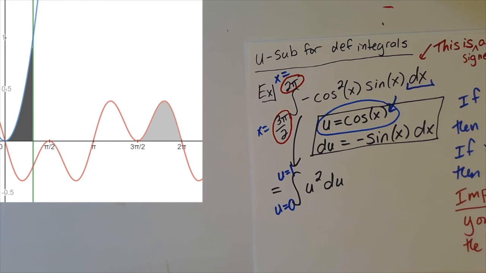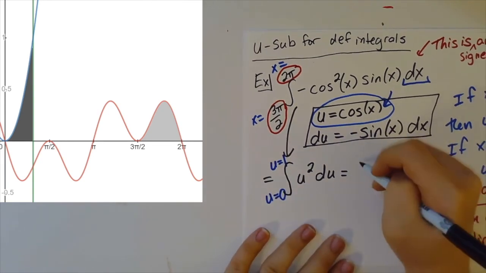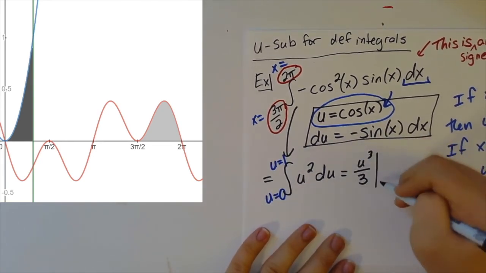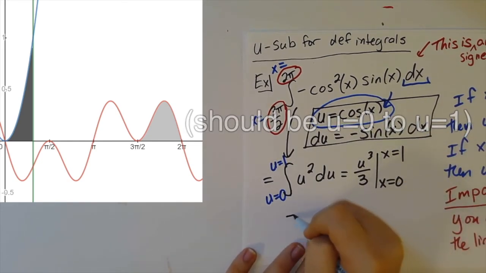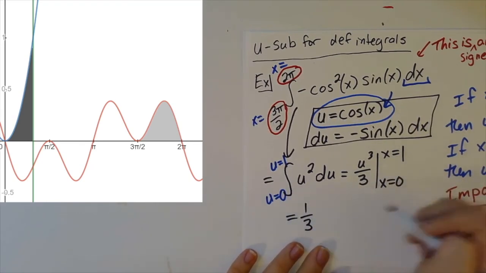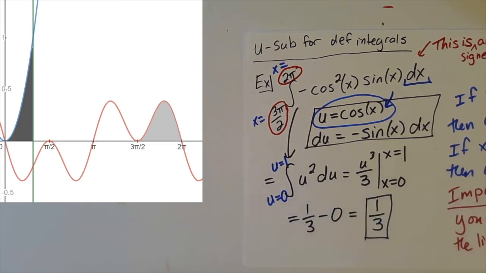So when I'm doing a u-substitution for a definite integral, I'm going to translate it, and then do the new definite integral. So I'm going to do this integral here, which is going to be u cubed over 3 by the power rule. Remember, I have to plug in my values here. And so this is going to be 1/3 minus 0, which is 1/3. Mathematically, I'm saying the area of the light gray region and the dark gray region are both 1/3, and so that tells me the answer to my question.